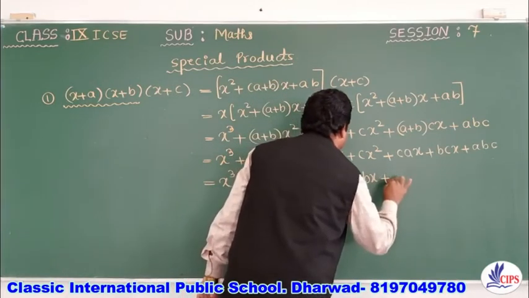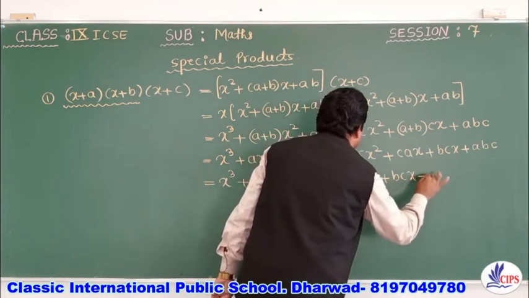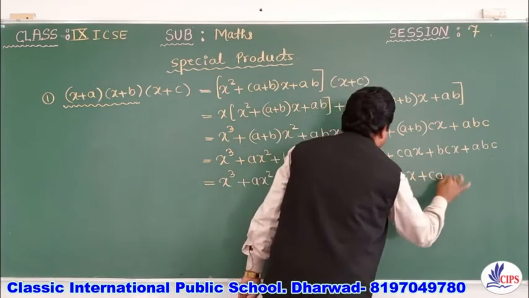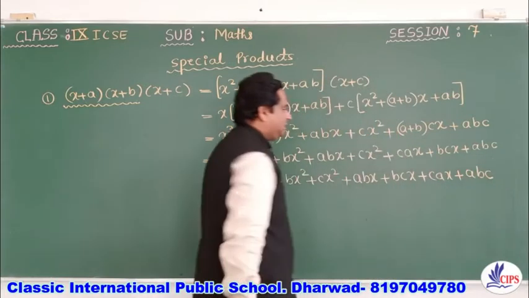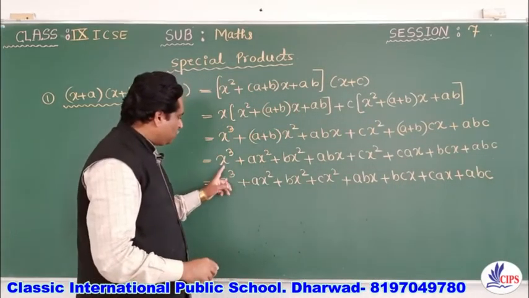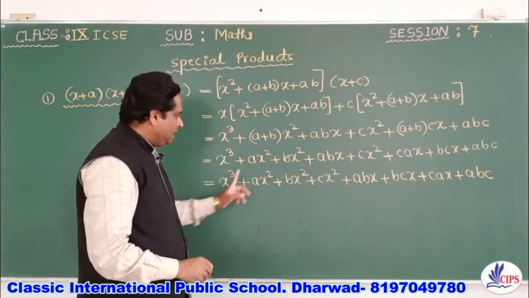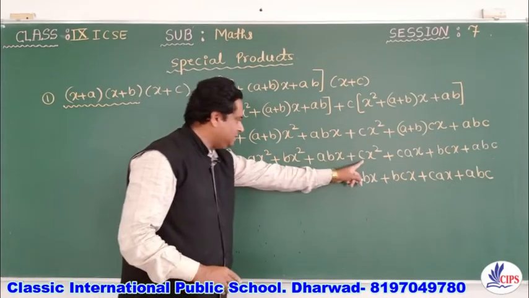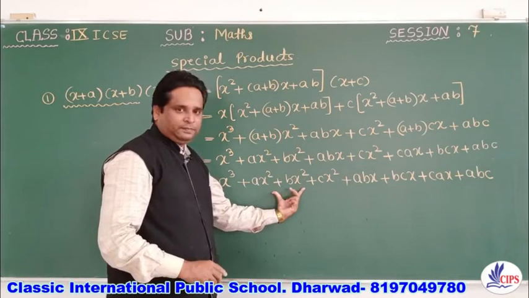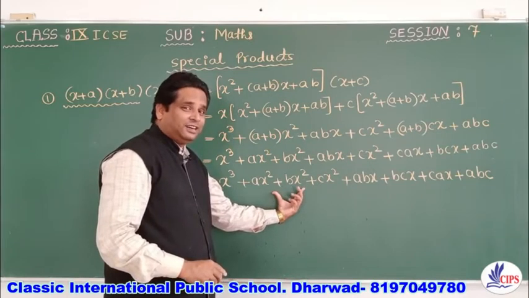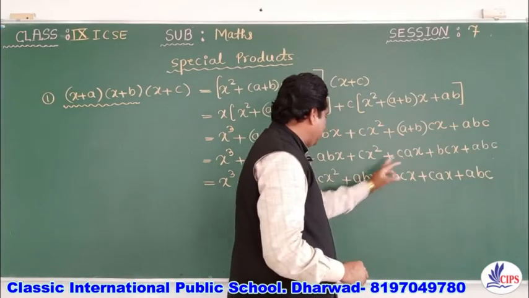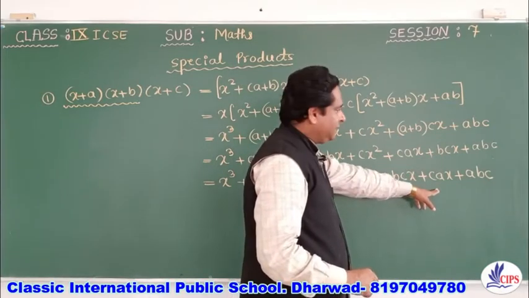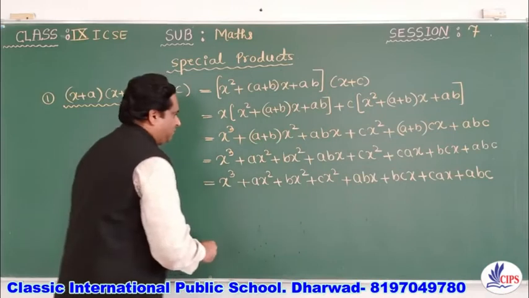abx plus bcx plus cax plus abc. See here what I have done here. x³ I wrote as it is, ax², bx² and cx² I wrote one side. I have rearranged the terms here, children. abx, bcx, cax, I have taken one side, plus abc, right?